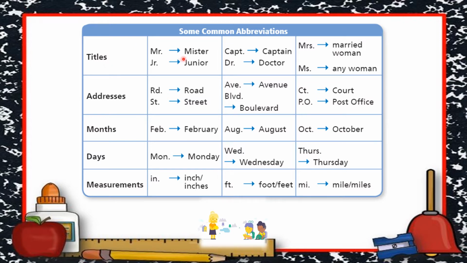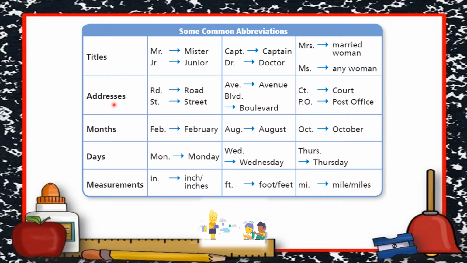So the abbreviation for Mr. would be capital M-R and a full stop. Abbreviation for doctor would be capital D-R and a full stop. For a married woman, you can say Mrs., abbreviated as capital M-R-S full stop. And for any woman, or if you're not sure whether the woman is married or not, you can use Ms. in general, abbreviated as capital M, S, and a full stop.